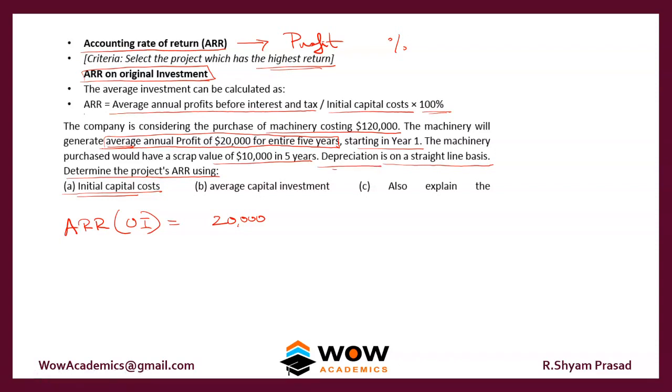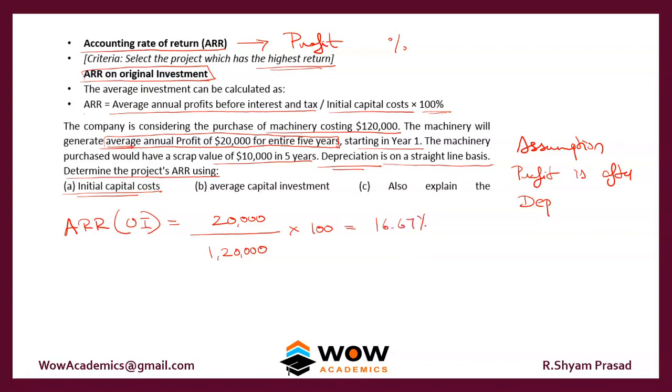The question has given you depreciation, but we can make an assumption: the profit is after the depreciation. So this 20,000 has considered the depreciation, and we have got the profit. So 20,000 is our average annual profit for 5 years. The denominator would be the total investment in the project, which comes to 1,20,000. Into 100, we'll get the answer. The answer would come to 16.67 percent.